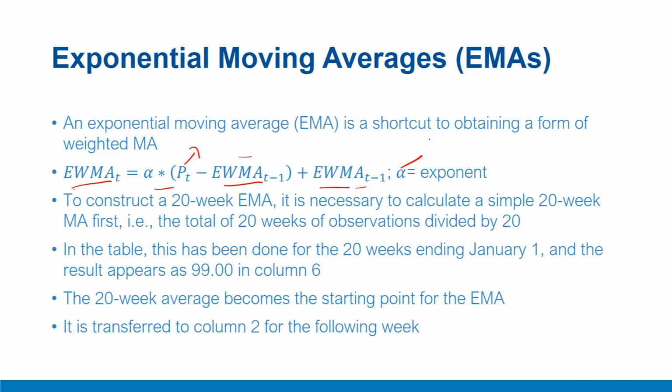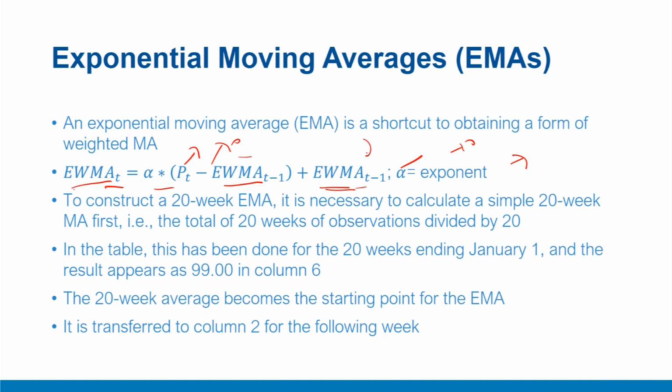Now please notice the choice of alpha is very important here. If alpha is very small, let's say close to 0, then this term will be close to 0 and the EWMA for the current period will be the same as the EWMA for the previous period. That means we are ignoring the latest information and we are considering the previous EWMA itself. So, less weightage to the latest information.